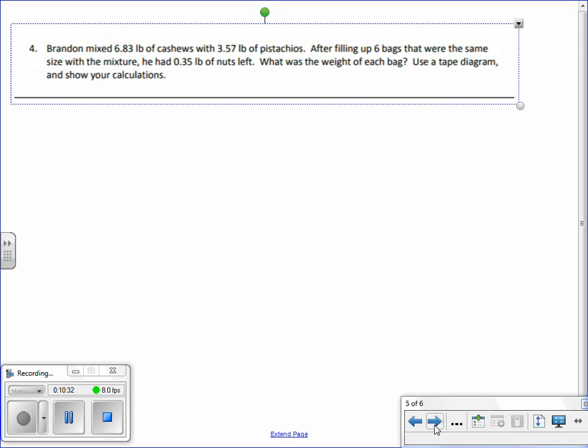Brandon mixed 6 and 83 hundredths pounds of cashews with 3 and 57 hundredths pounds of pistachios. After filling up 6 bags that were the same size with the mixture, he had 35 hundredths of a pound of nuts left. What was the weight of each bag? Use a tape diagram to show your calculations.